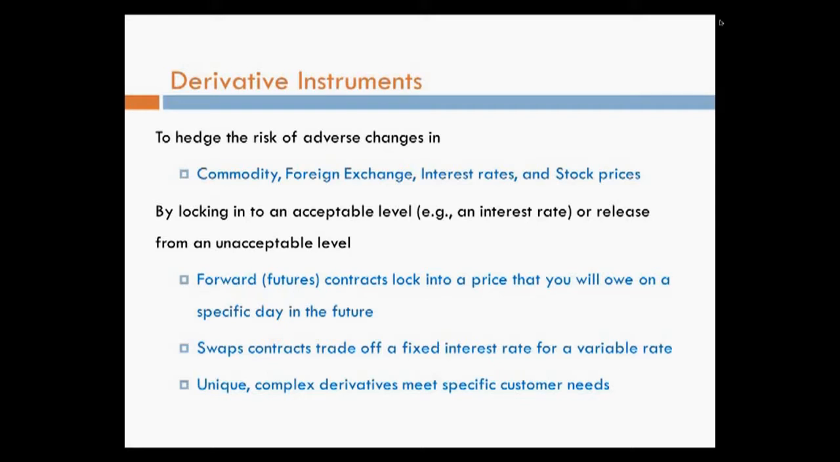A futures contract locks you into a price in the future for the receipt of, let's say, a commodity. A swaps contract trades off a fixed interest rate for a variable interest rate or vice versa, depending upon what the customer is trying to accomplish.